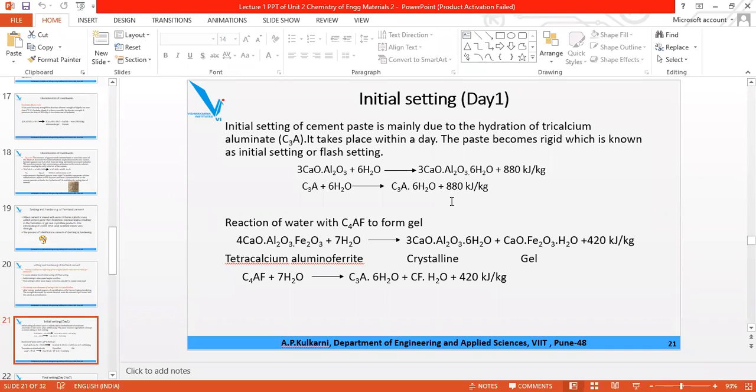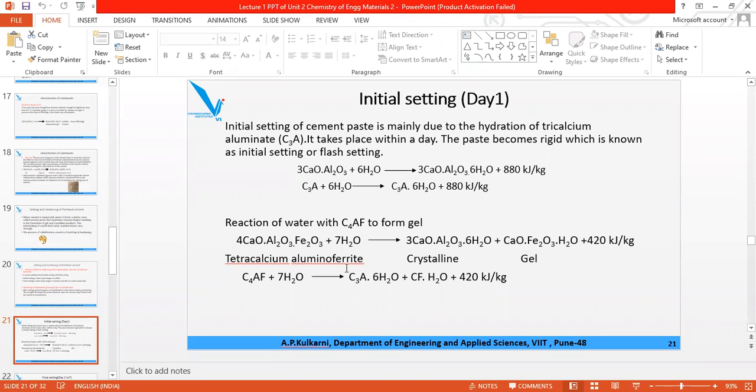Now after C3A, the next reaction is C4AF, for which you need 7 water molecules, 6 plus 1. So 6 will go with this: out of 4CaO, 3CaO will be there, Al2O3 will be there, and 6H2O will be there. The 1 CaO and 1 Fe2O3, which is not used, will come with another water molecule. So 6 will come with 3CaO.Al2O3.6H2O, and 1 will come with CaO.Fe2O3.H2O. Heat of hydration is 420 kilojoule per kg.